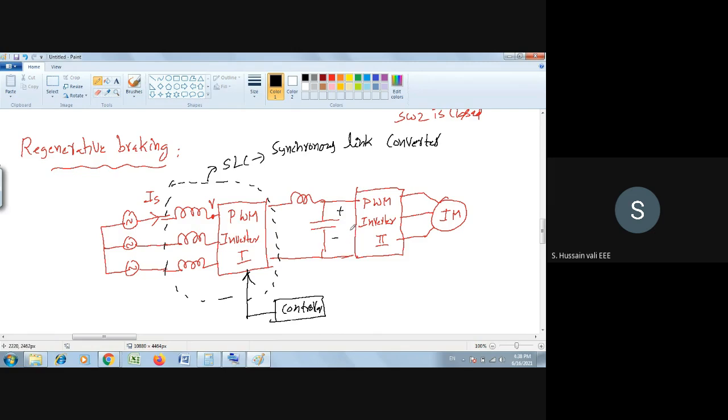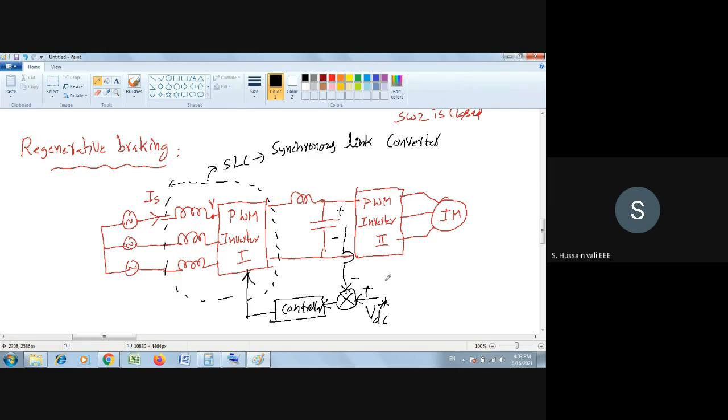Plus minus. And here you have the DC reference. Then the error goes here. So this is a block diagram. I will now explain the block diagram here. So this is regenerative braking.